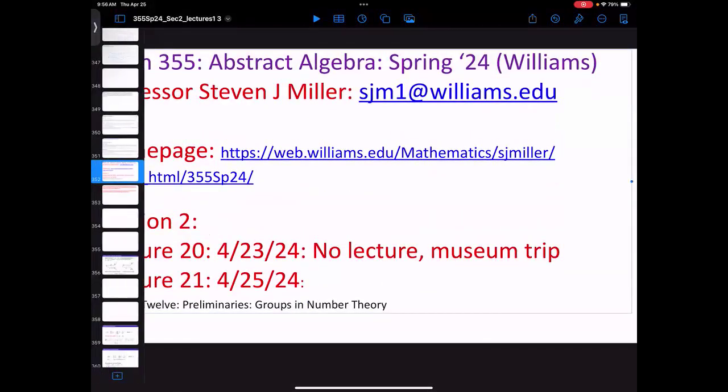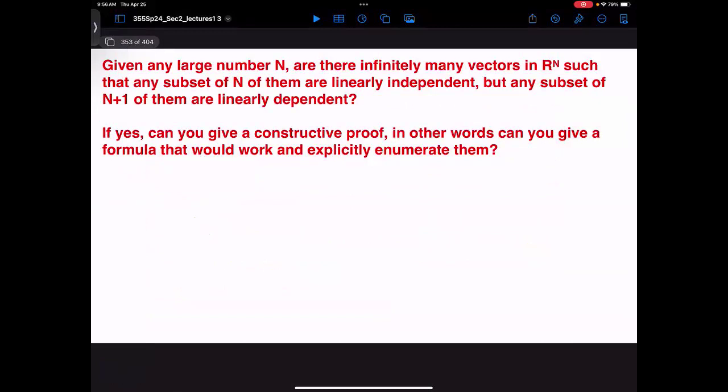All right. So here's the problem you were supposed to think about. Given any large number n, are there infinitely many vectors in R^n such that any subset of n of them are linearly independent, but any subset of n plus one of them are linearly dependent? So part of this should be easy. Which part of this is easy? Yeah, the n plus one. Because we're living in n-dimensional space, as soon as I give you n plus one vectors, they have to be linearly dependent. So the second part is really no big deal.